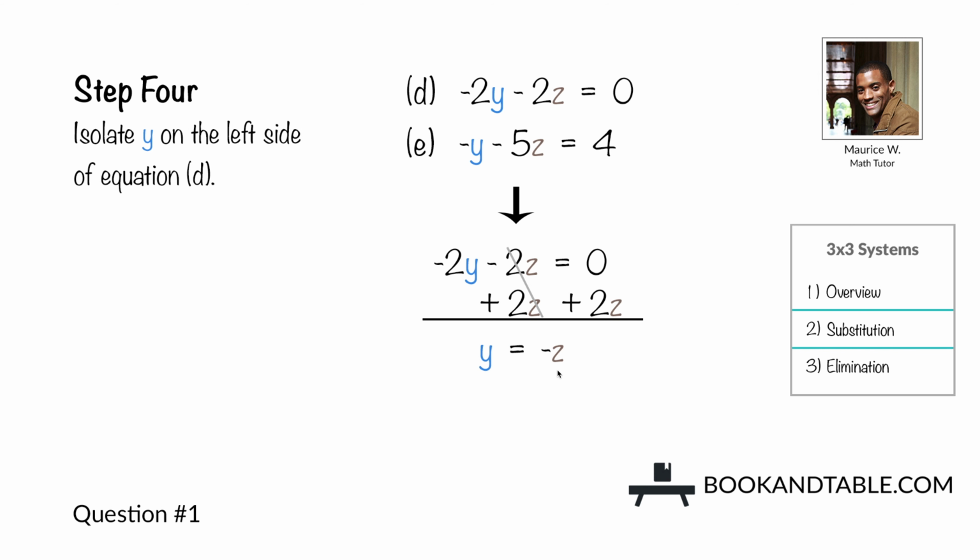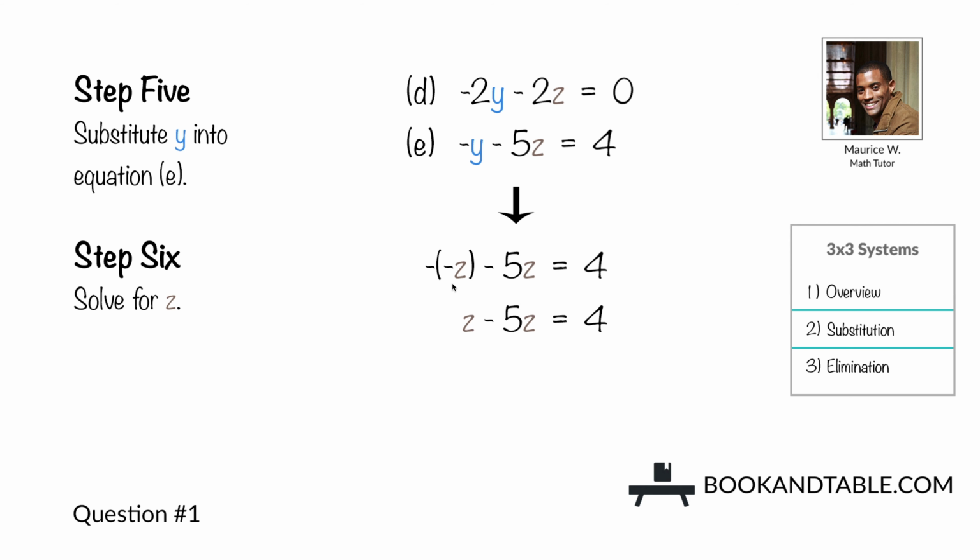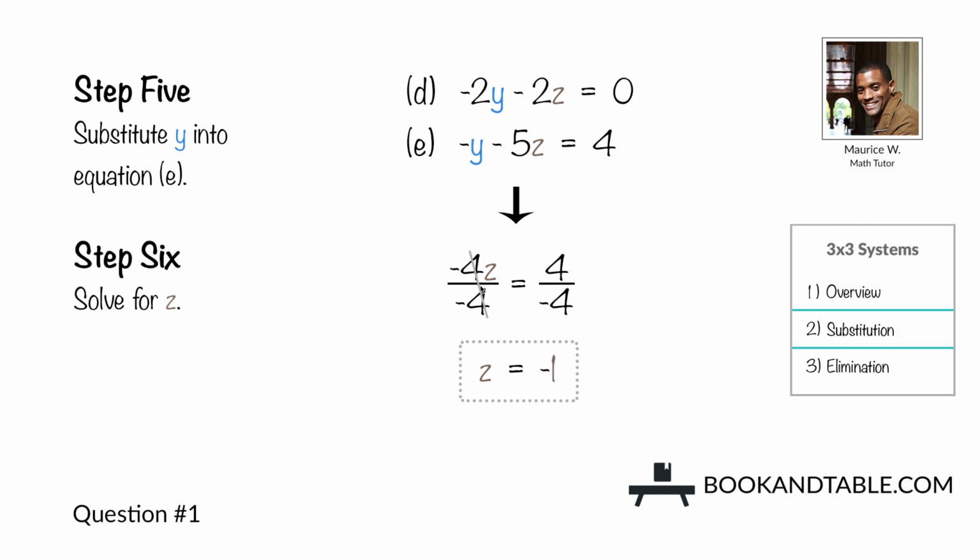And now that we have an expression for y, step 5, substitute y into equation E here, and then step 6, solve for z. So that gives us negative 1 times negative z minus 5z is equal to 4. Negative 1 times negative z is positive z. z minus 5z would be negative 4z, and that's equal to 4. So now we divide both sides by negative 4, showing us z is equal to 4 divided by negative 4, which would be negative 1.